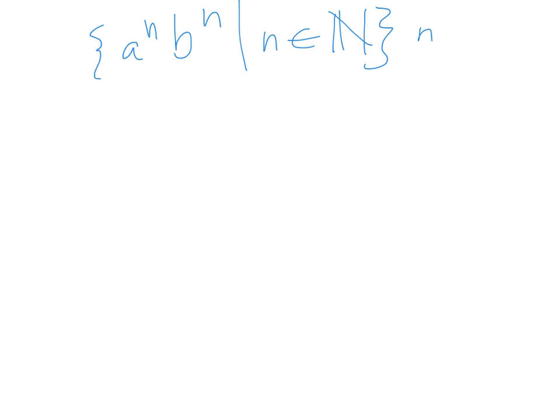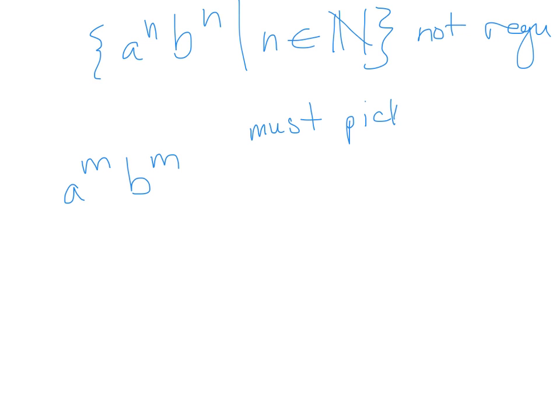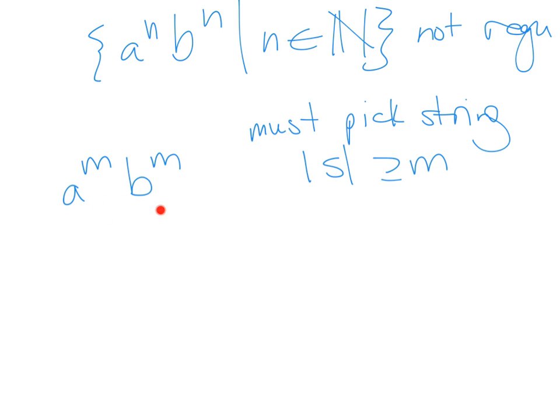So let's start by looking at the string that we picked in that first example, where we're trying to prove that a to the n, b to the n, such that n is in the natural numbers, is not regular. The string that we picked in here is the string a to the m, b to the m, okay? And why did we pick this? Well, we have to pick a string where the length of my string is greater than or equal to m. And if you look at this string here, a to the m, b to the m, it's definitely longer than m. Its length is actually 2m, so we're good.